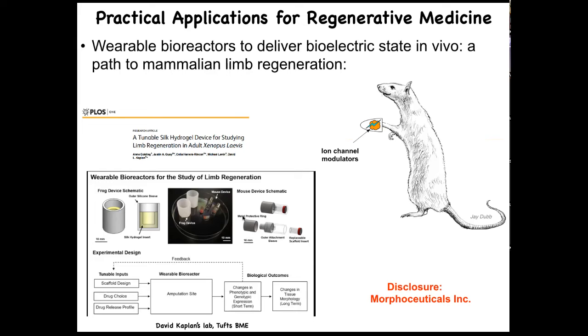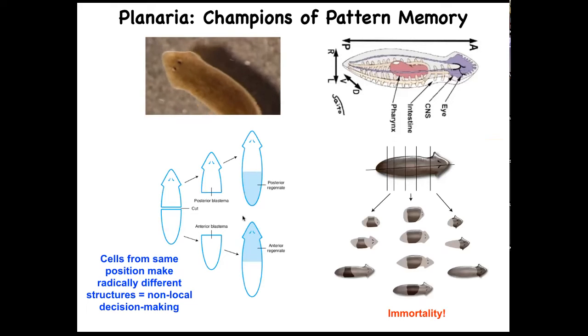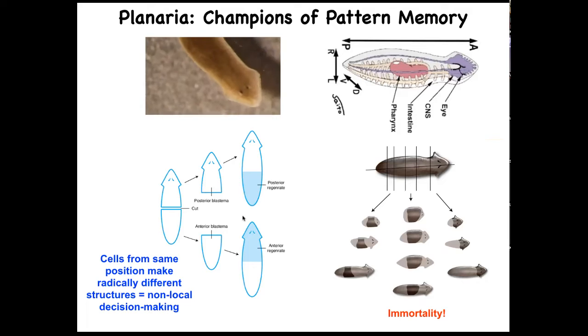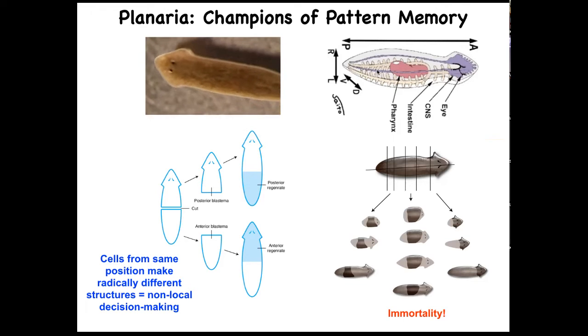Okay, so I want to shift gears to really nail this idea of these bioelectric patterns as kinds of memory. And to do that, I want to talk about a different organism. This is called planaria. These guys are these very cute little worms. They have a true brain. They have a central nervous system. They have lots of different organs and tissues, same neurotransmitters as you and I.